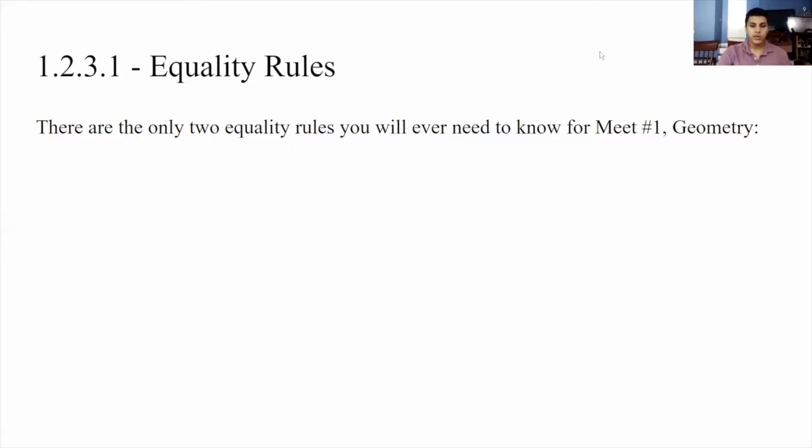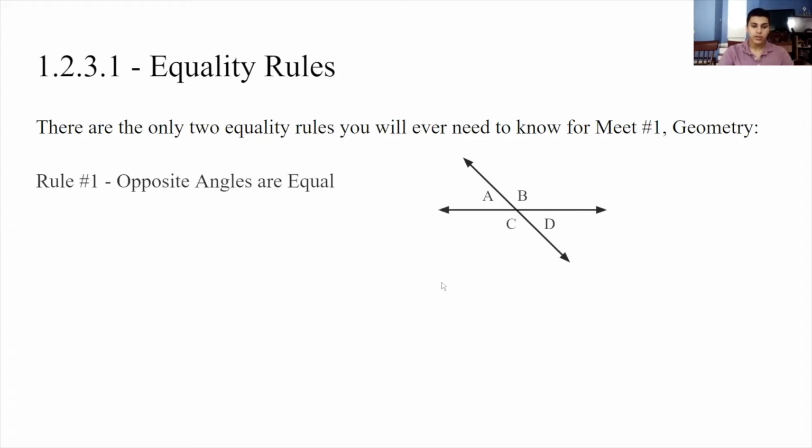So the first thing that we need to talk about are angle equality rules. There are only two equality rules that you'll ever need to know from Meet 1 geometry. And the first rule is that opposite angles are equal. Opposite angles are defined as angles that are on opposite sides of intersecting lines. So whenever two lines, three lines, however many lines intersect at a point, opposite angles will always be formed.